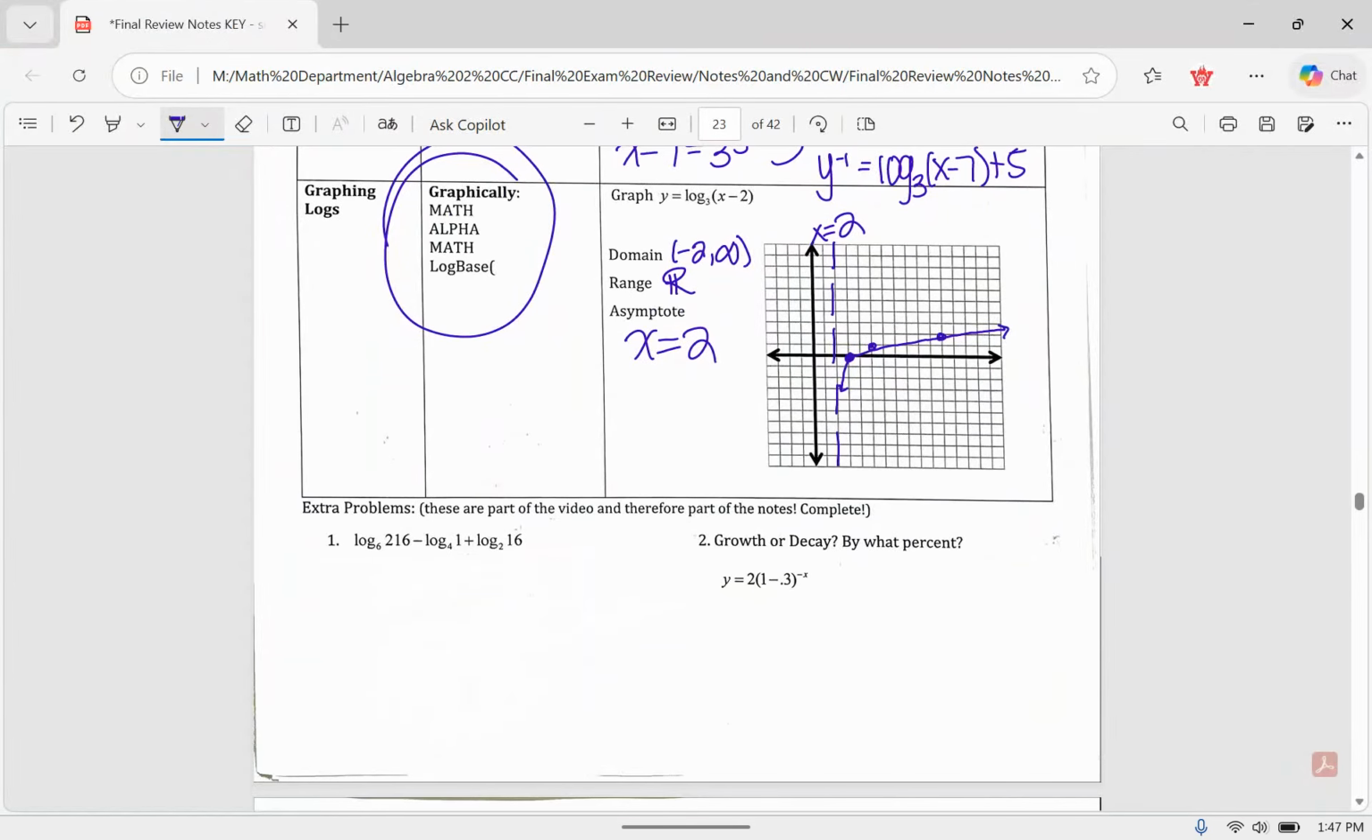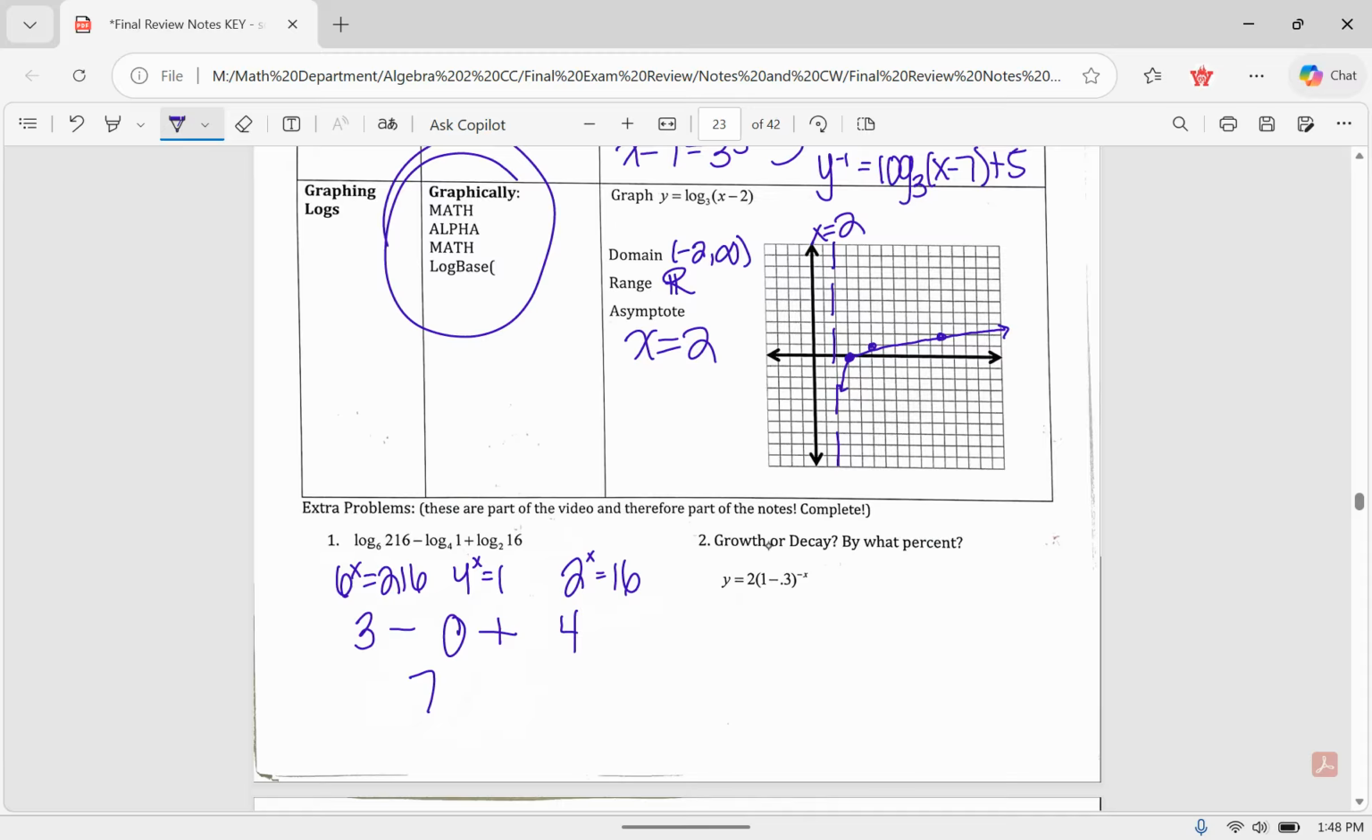All right, last couple little things we have to talk about here. Even evaluating logs: whenever I do this, I'm thinking to myself, 6 to what power gives me 216? So 6 to the third power would give me 216. 4 to what power gives me 1? Well, anything to the 0 power gives me 1. 2 to what power gives me 16? Well, that would be the fourth power. So logs are really just exponents. If you pose it as a question to yourself like that, you should be able to easily evaluate those without using your calculator. So this is 3 minus 0 plus 4, which just goes to 7.